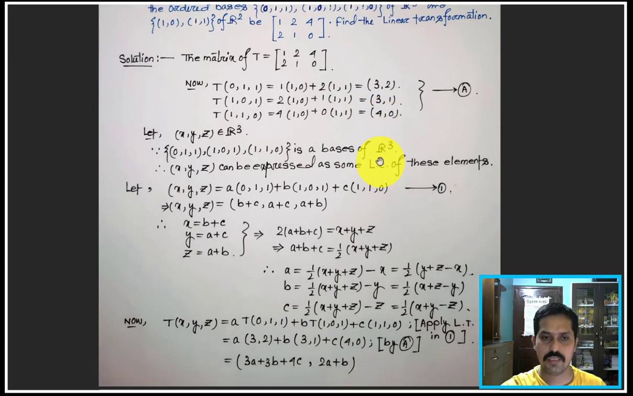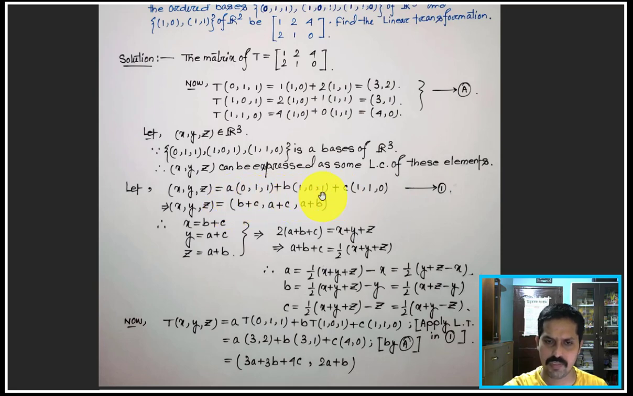Now to find the linear transformation, let (x,y,z) belong to R3, the domain. Since (0,1,1), (1,0,1), (1,1,0) is a basis for R3, every element of R3 can be expressed as a linear combination of these three elements. Since (x,y,z) is an arbitrary element of R3, you can say (x,y,z) can be expressed as a linear combination of these three. So we can write (x,y,z) equals a(0,1,1) plus b(1,0,1) plus c(1,1,0). This is our linear combination.